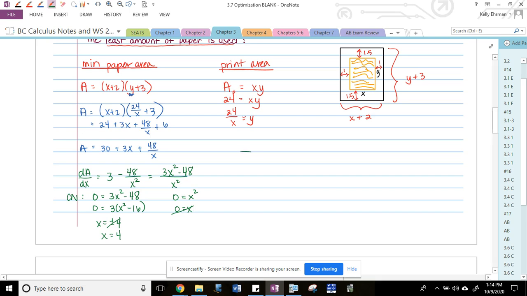So when it comes to plotting my critical numbers, if I have a restricted domain, we're talking about x here, I like to remind myself that I can't be plugging in 0 or anything negative, but I am going to plot 4 on here.